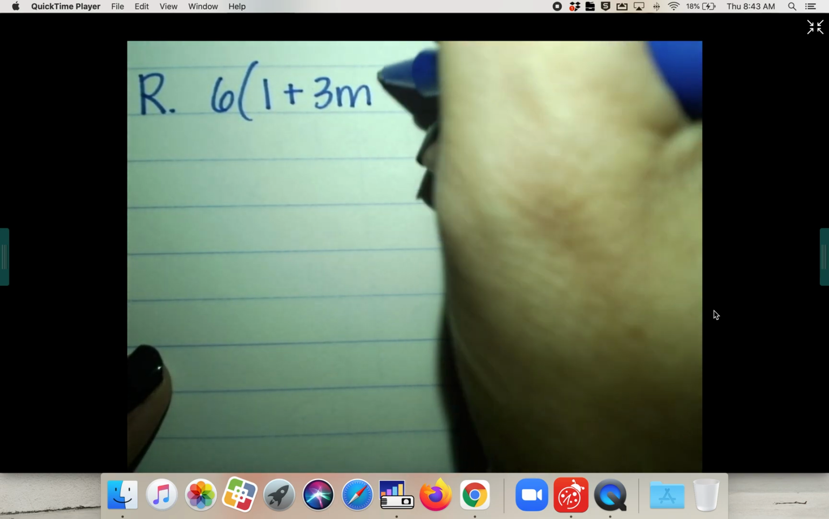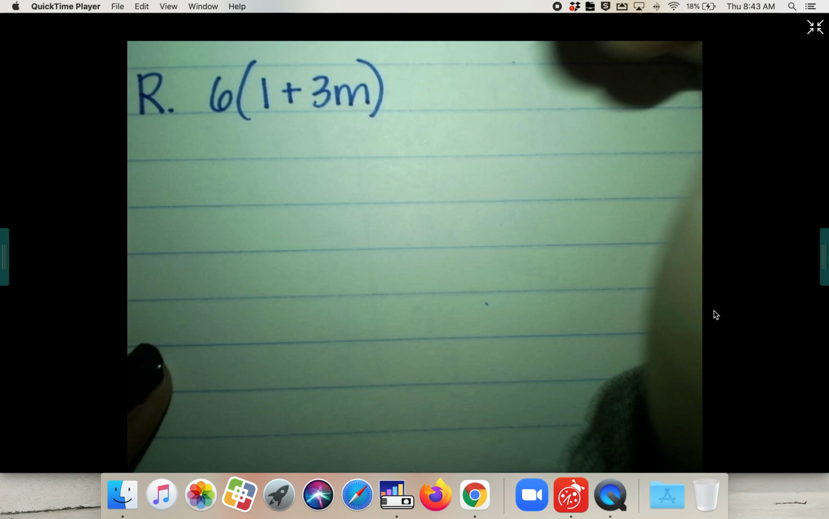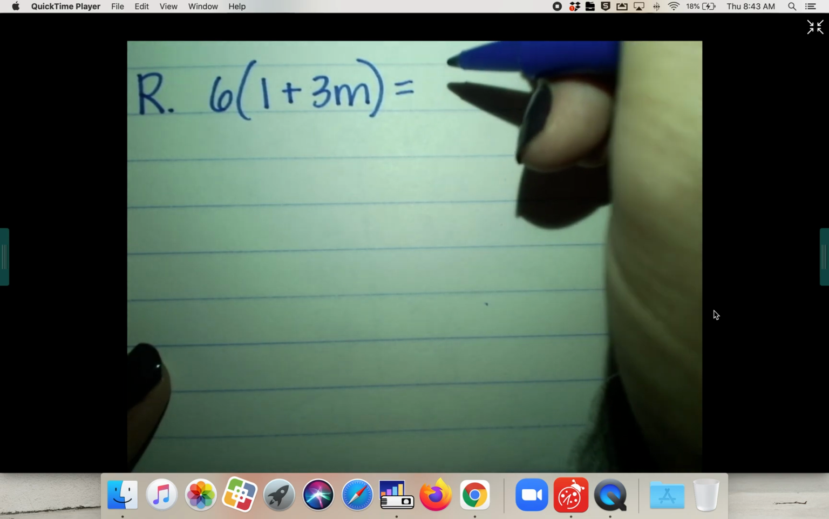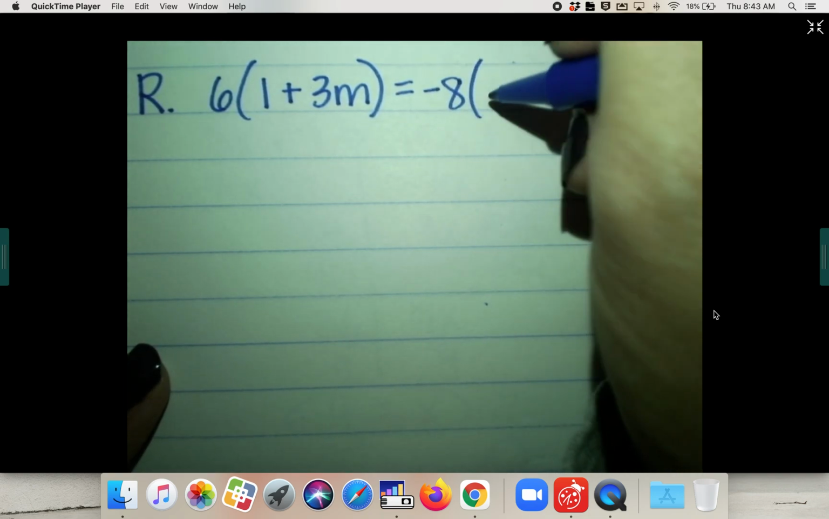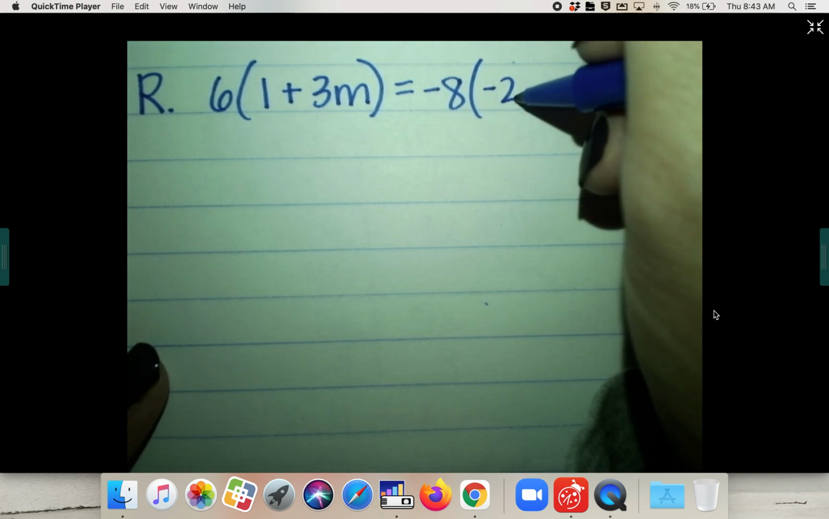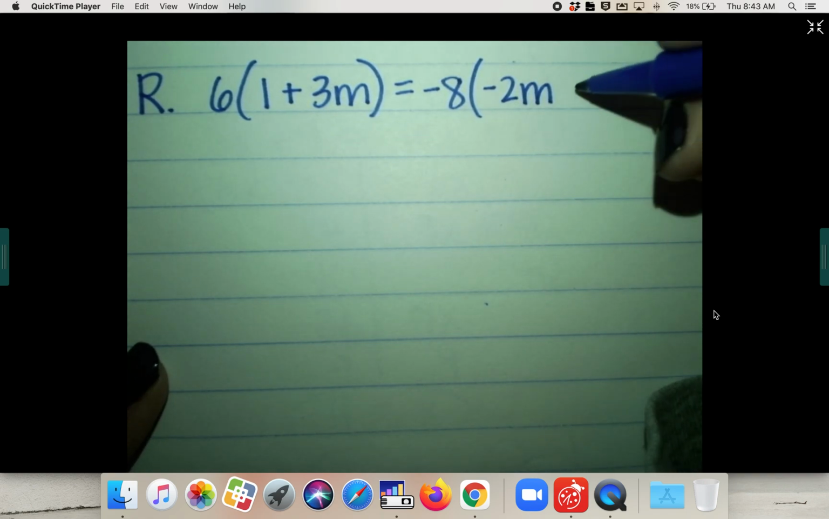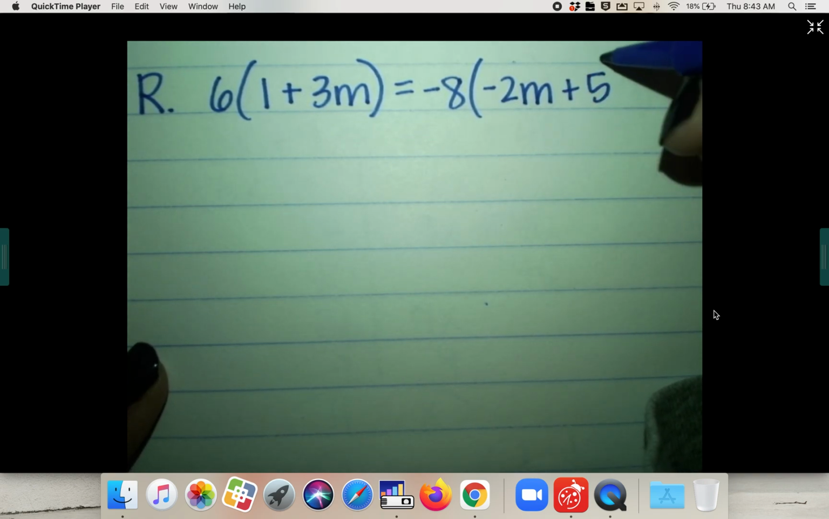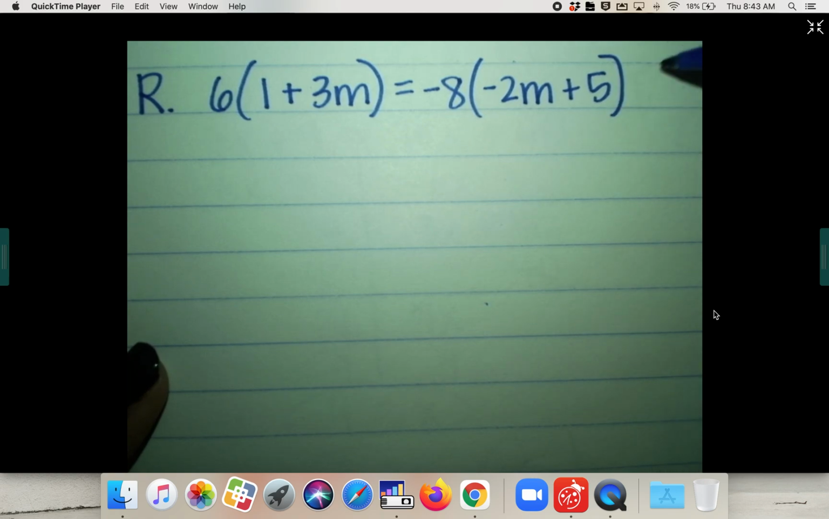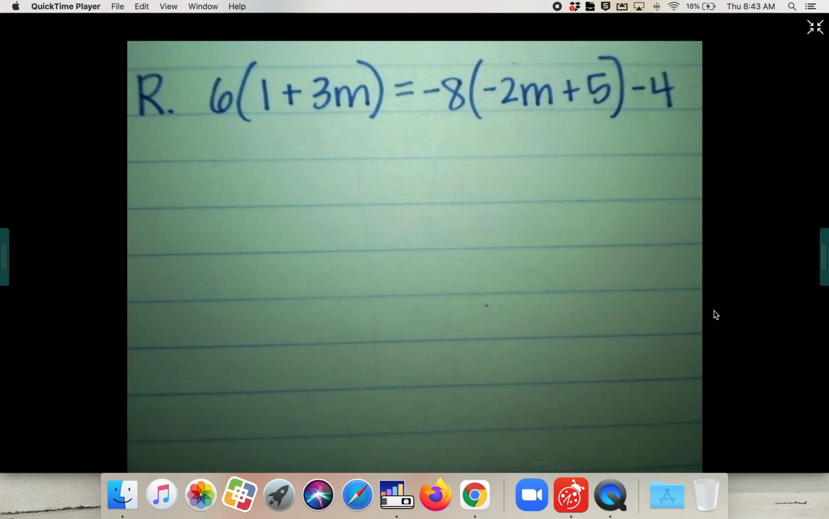It's about as long as E. Okay, so here we go. 6 times the quantity 1 plus 3m equals negative 8 times the quantity negative 2m plus 5. Then after you've closed your parentheses, we've got to minus 4. Okay, yeah, I think it's about exactly like E.